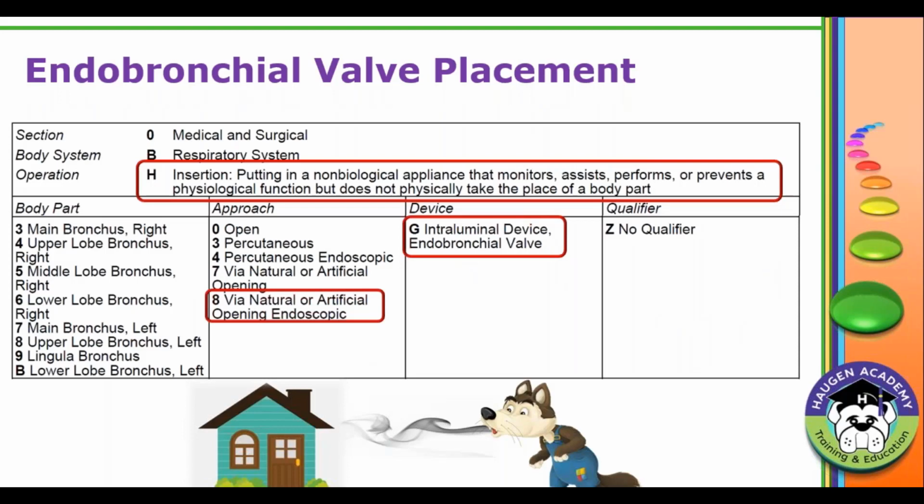The endobronchial valve placement, when I think about it logically, I could think of a couple of different root operations that might work. But the root operation is insertion, and you'll know you're in the right table when you get to this device. And the device is specifically for an endobronchial valve. It's intraluminal device, endobronchial valve. And again, your approach is always going to be 8, and your body part could be any or multiple of the bronchi.